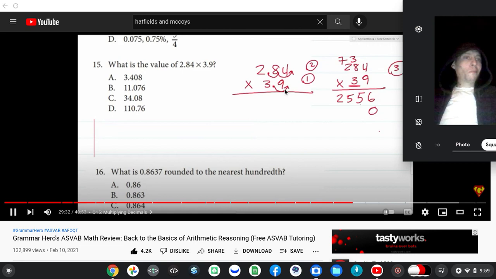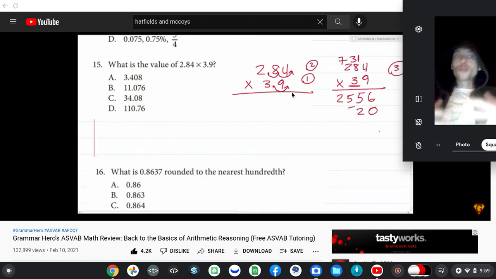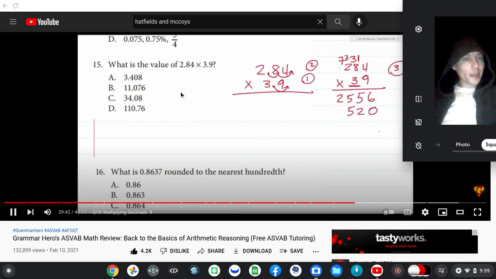3 times 4 is 12. So we're going to have to carry a 1. 3 times 8 is 24, plus 1 is 25. So we're going to have to carry a 2. 3 times 2 is 6, plus 2 is 8. Add these together.